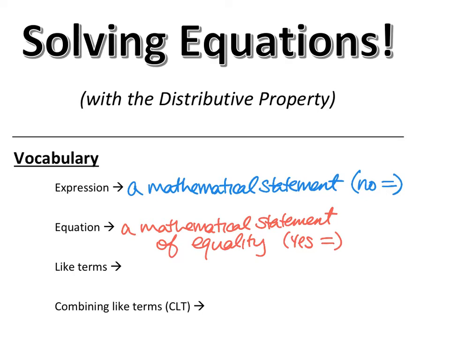We're talking about like terms. You probably used this phrase last year. Does anyone remember what like terms are? They're parts of an expression that what? What do they have in common? No takers. They have the same variable and exponent, which we will define in a second if you don't know what those are. So like terms, we're looking for parts of an expression that have the same exact variable and the same exact exponent.